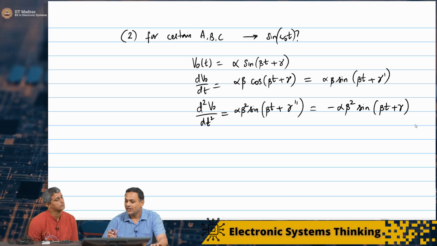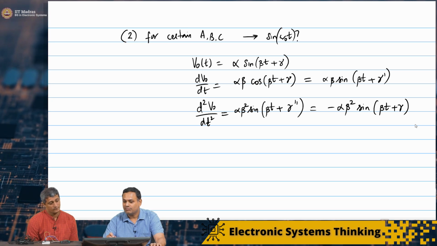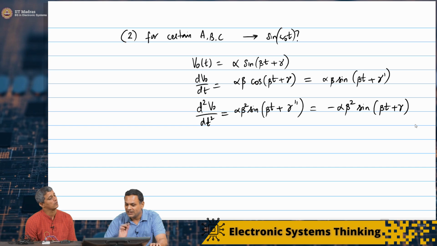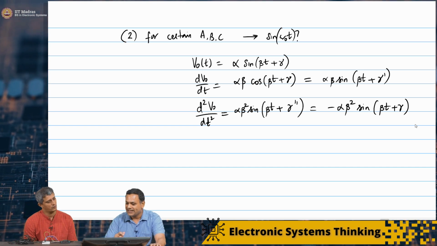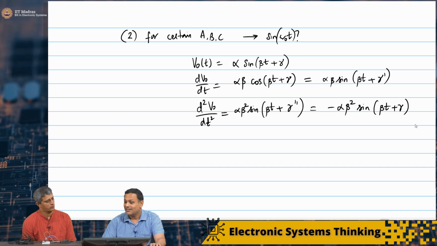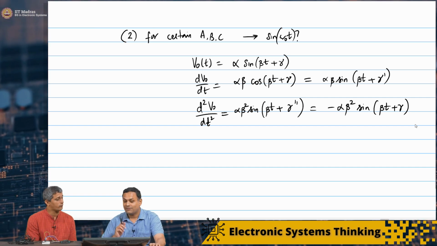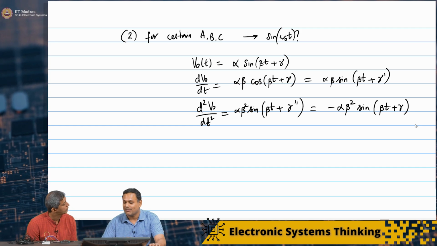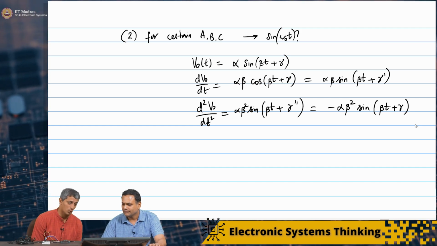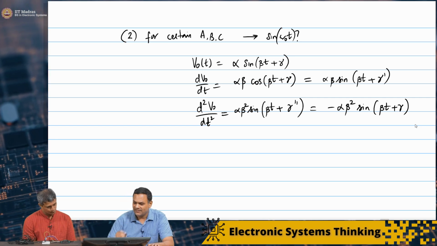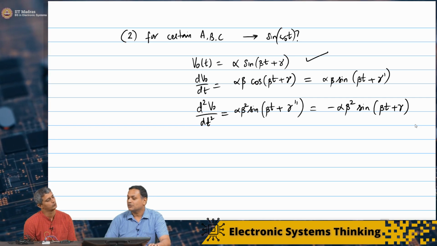So it looks like you can get a linear combination of v naught, dv naught by dt and d squared v naught by dt squared that can actually give you a 0, for certain values of capital A, B, C. Which means this is also a possible solution.